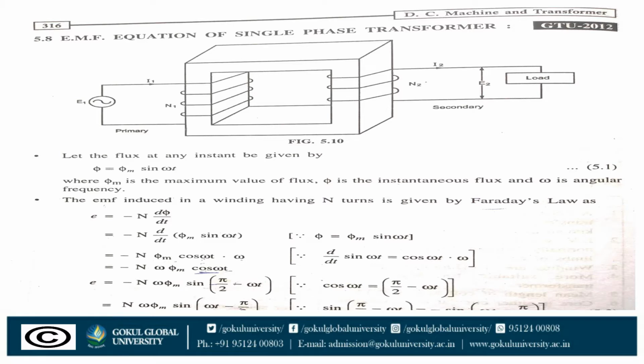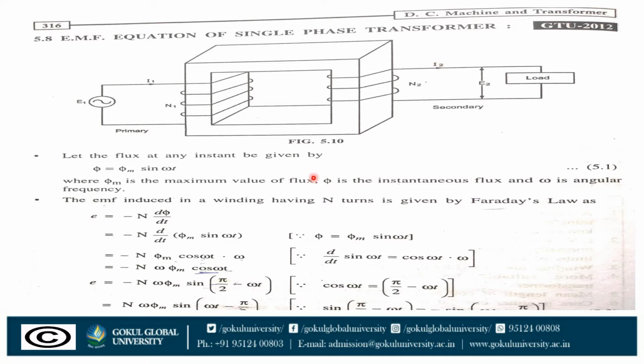Now, in the figure, here is the figure of the transformer. This one is the core of the transformer. Here is the primary winding. This one is the secondary winding. Supply voltage V1, number of turns N1, number of turns N2, primary current I1 and secondary current I2.